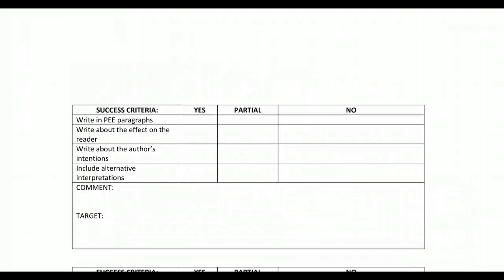So the marking grids look something like this. The suggestion I'm making to you is that you, for every piece of written work that you're going to mark, make a grid. Basically use Microsoft Word to make a table, following this format. So you have your success criteria, which is essentially what a good answer should include. And then you have the box yes, partial, no, and then down here comment and target.